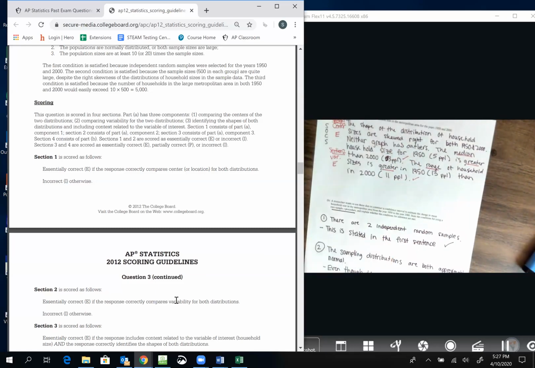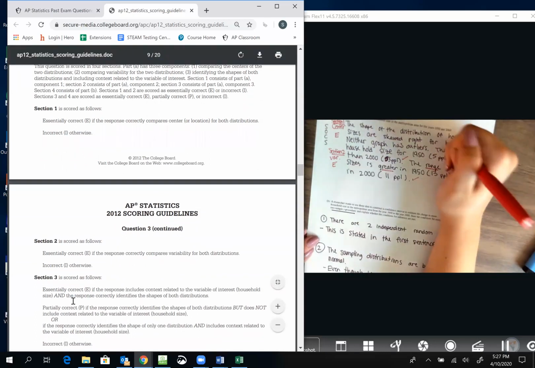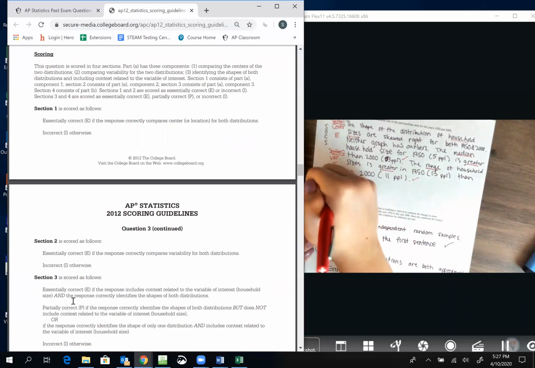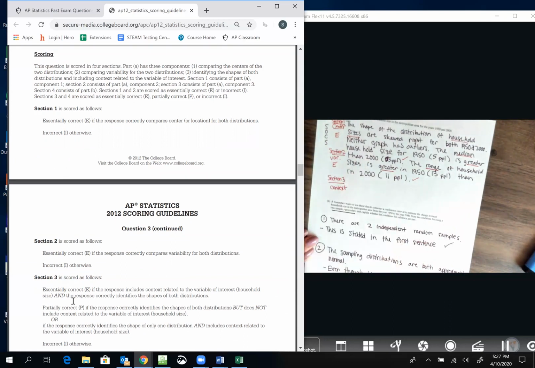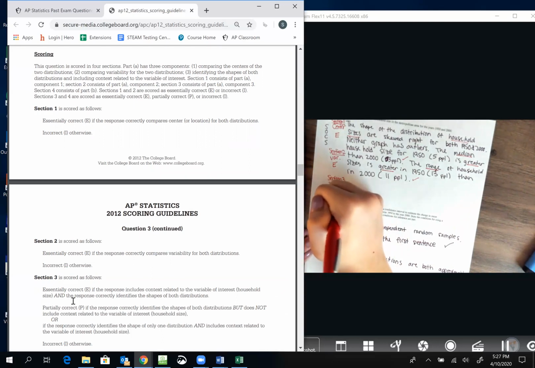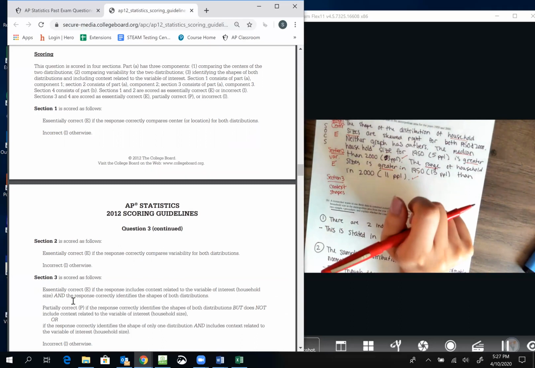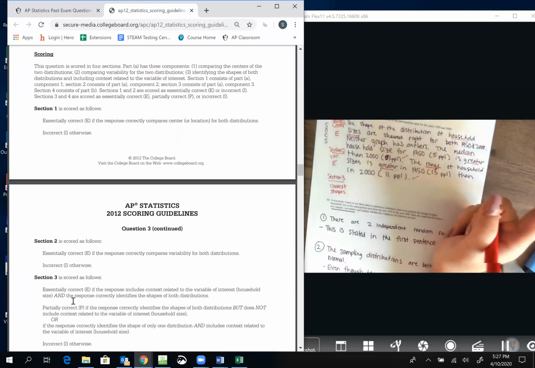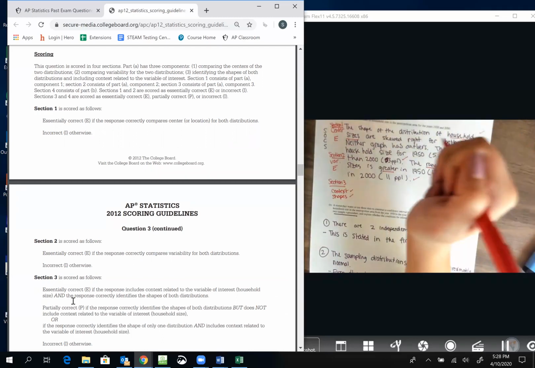Section 3, essentially correct if the response includes context related to the variable of interest, household size. So I said household size right here. So section 3, you needed your context. And you had to identify the shapes. You don't actually compare shapes, you just identify them. Which I did. I said it's skewed right for both. So it's kind of a comparison still. So I have both of those, my context and my shape.